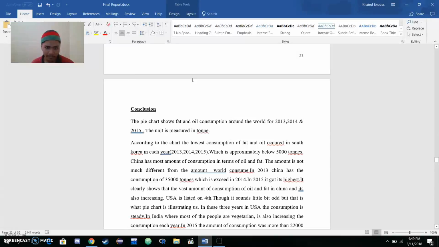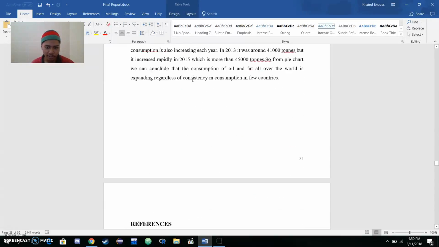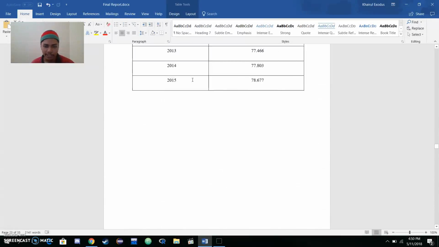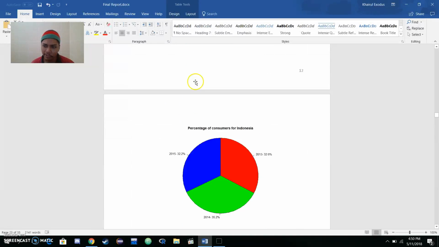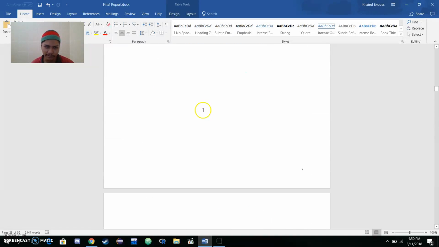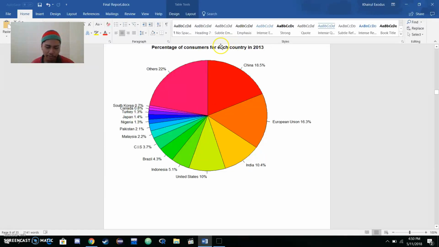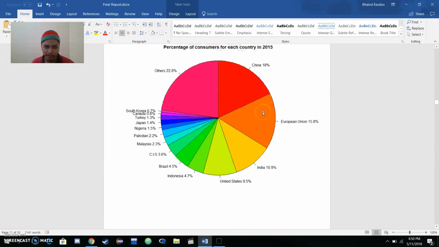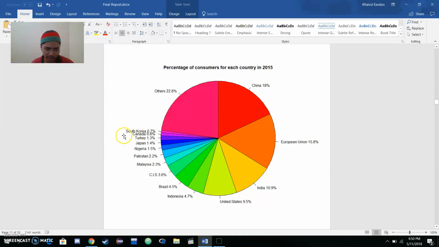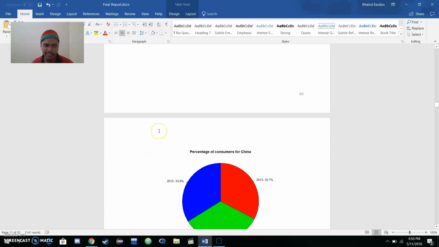For the conclusion, we can see based on the pie chart that the majority of consumers consist of others, which is the combination of all the other countries not listed here. And the lowest one is South Korea, with only 0.7% for each year.